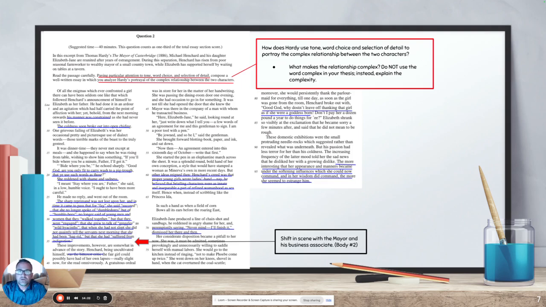So I underlined another detail, which again shows the relationship between the two. It shows his harsh treatment of his daughter.